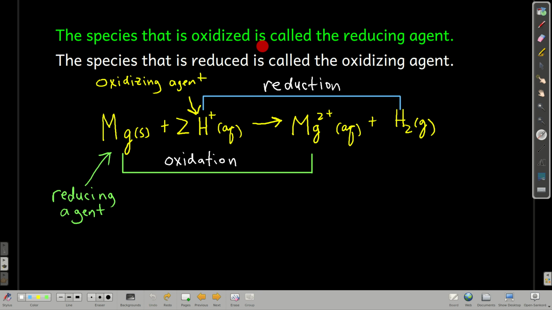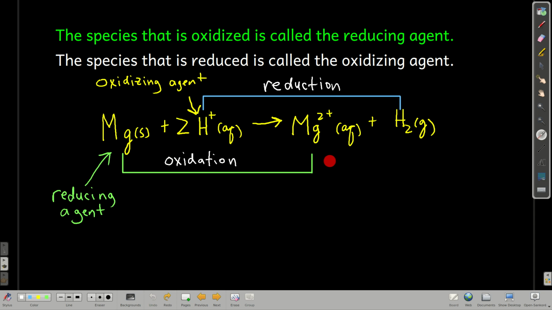Now, if that's not enough, we call the species that's being oxidized the reducing agent. It's the means by which something else is reduced. And the thing that is being reduced is called the oxidizing agent. It's the means by which something else is being oxidized.